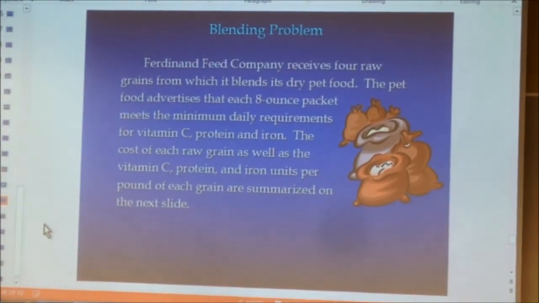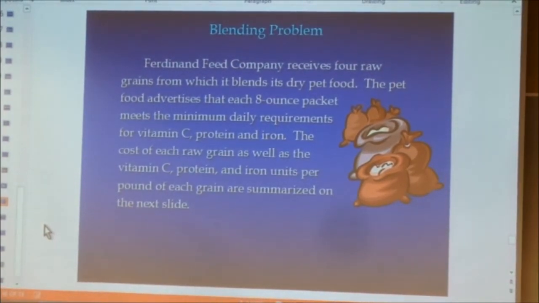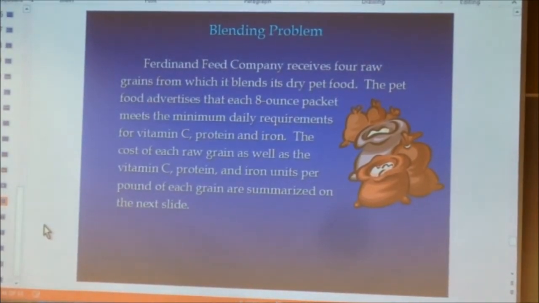Don't go and change all the numbers. Just realize everything's per pound, but we're making half-pound bags. And we'll fix that in the constraint or the objective function or something to realize we're only making half-pound. Don't change the numbers. You ready?